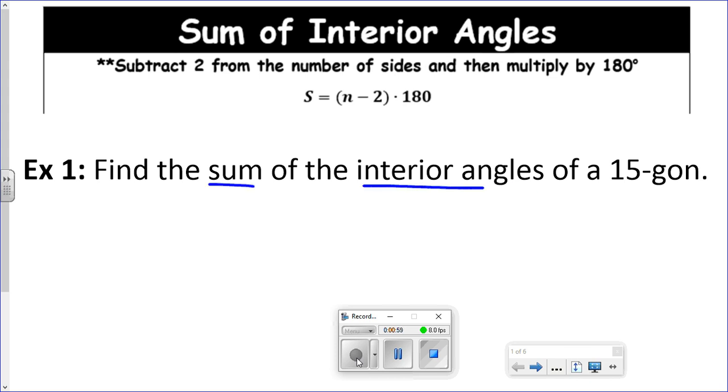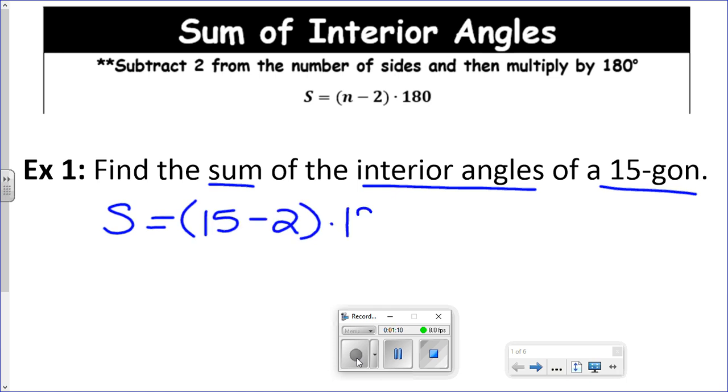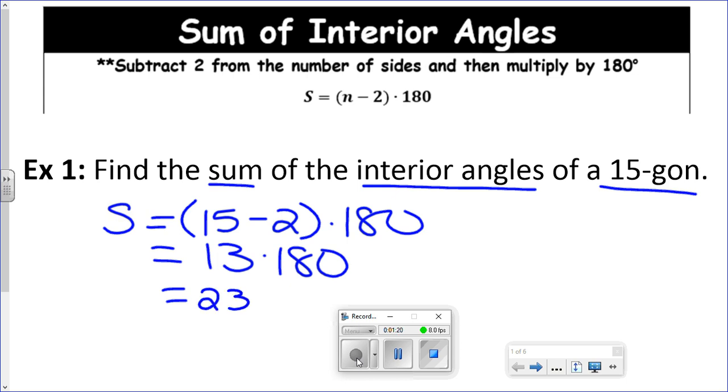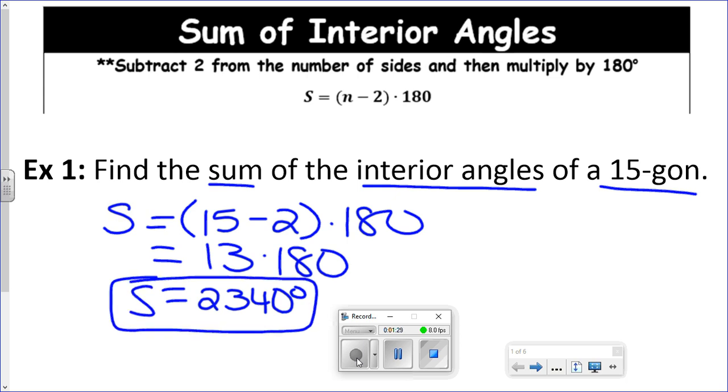Example 1 says find the sum of the interior angles of a 15-gon. So right away, it's a straight up problem. A 15-gon will have 15 sides, so we're just going to plug it into the formula. S is equal to 15 minus 2 times 180. And so 15 minus 2 is 13 times 180. And then you multiply those together and you end up with 2,340 degrees. So that means all the angles inside of a 15-gon will add up to 2,340 degrees.